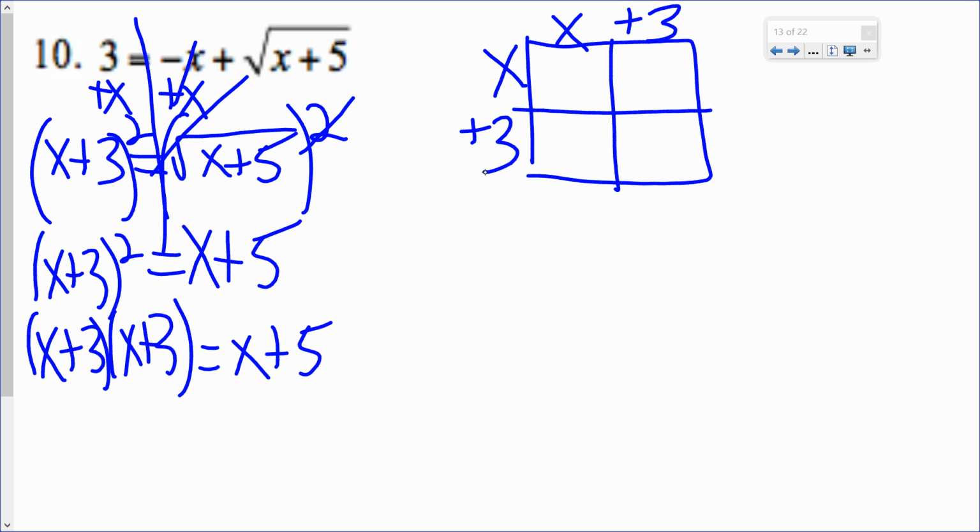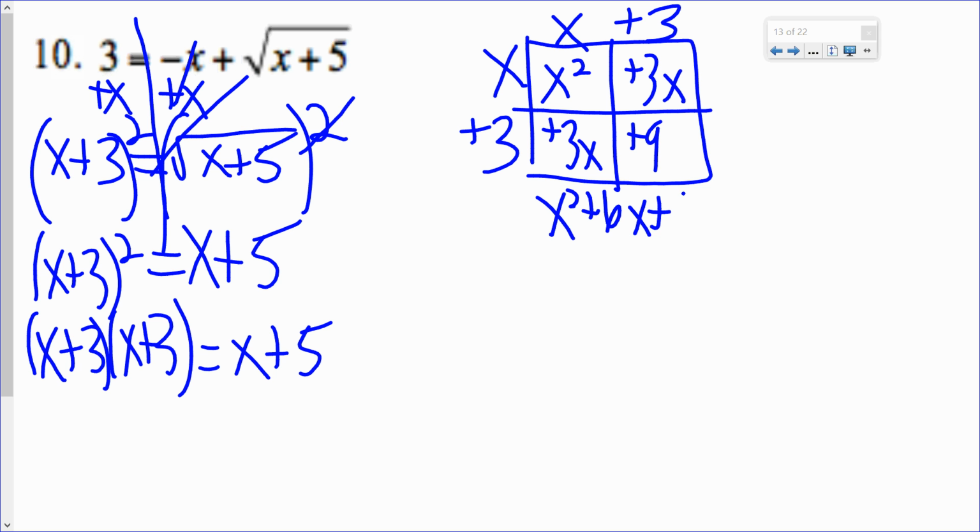If you need more time, pause it. Okay. X squared plus 3x plus 3x plus 9 is x squared plus 6x plus 9. So I replace this with x squared plus 6x plus 9. Now I solve the equation.